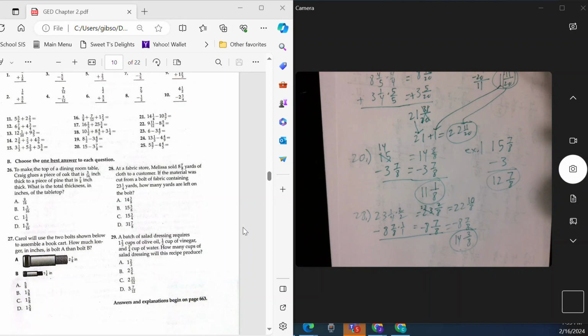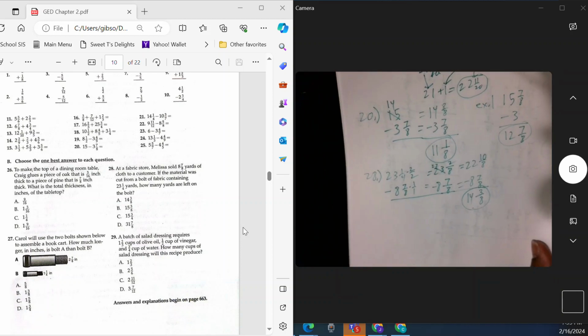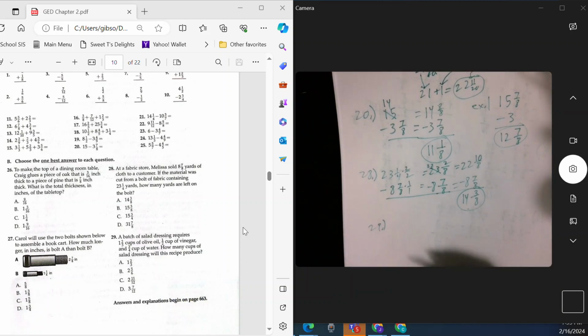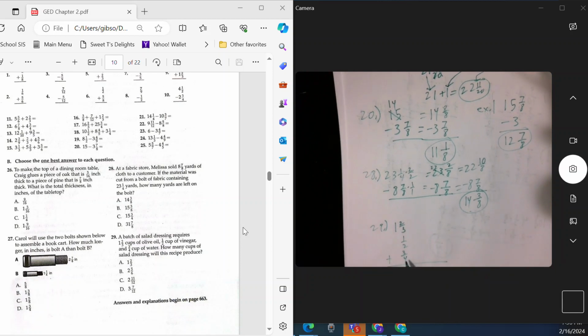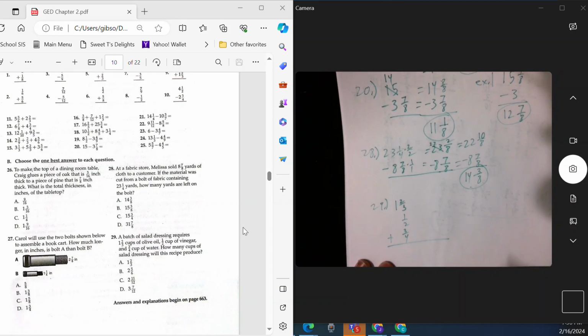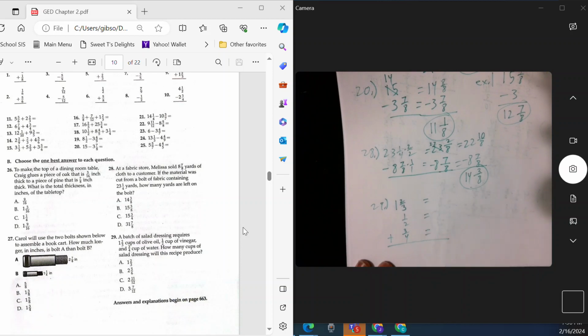Okay, 29. A batch of salad dressing requires 1 2/3 cups of olive oil, a half cup of vinegar, and 3/4 cup of water. How many cups of salad dressing will this recipe produce? Okay, so now it's basically an addition of mixed numbers. So again, we have 1 2/3, we have 1/2, and 3/4. So we look here, we notice we don't have a common denominator, so we have to find a common denominator of all 3 of these fractions. 4, 2, and 3, the common denominator is 12.